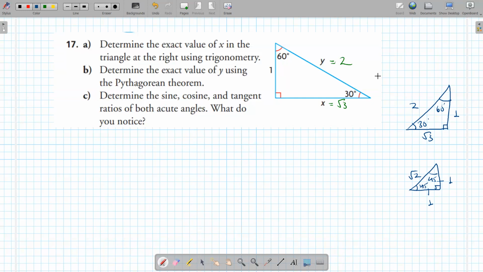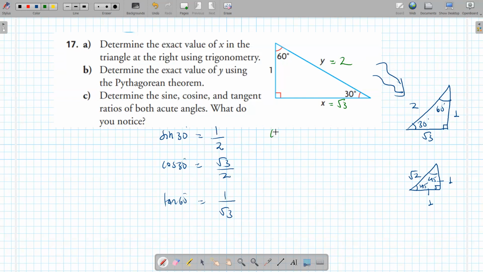Actually, I've already built this over here. If you notice, this is the special triangle. Sine 30 is going to be equal to opposite over hypotenuse. Cosine 30 is going to be the adjacent over the hypotenuse. Tan 30 is going to be the opposite over the adjacent.